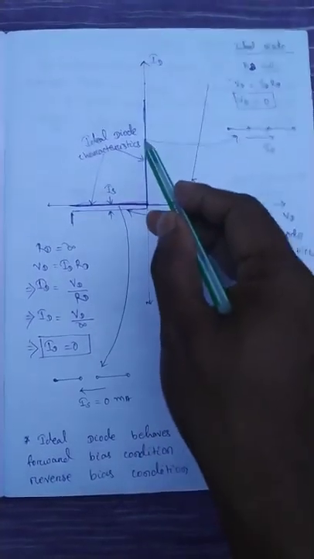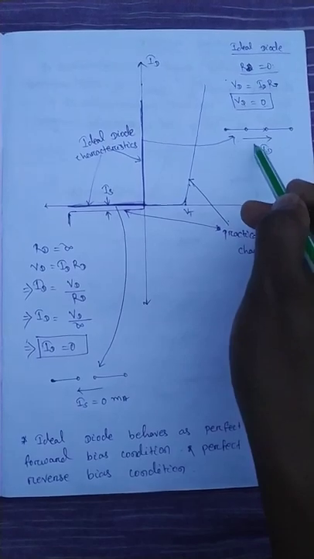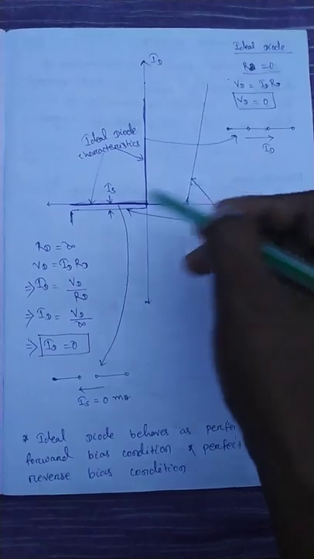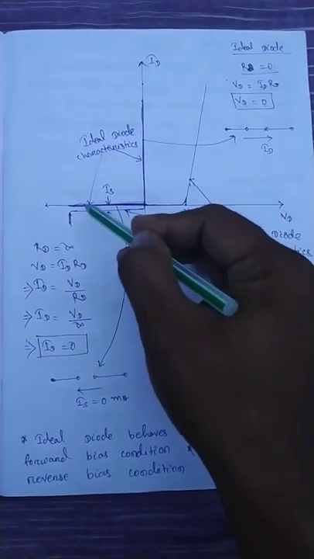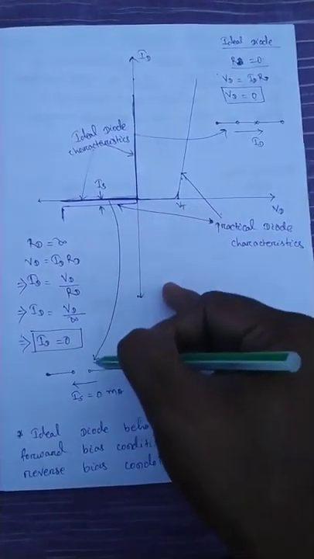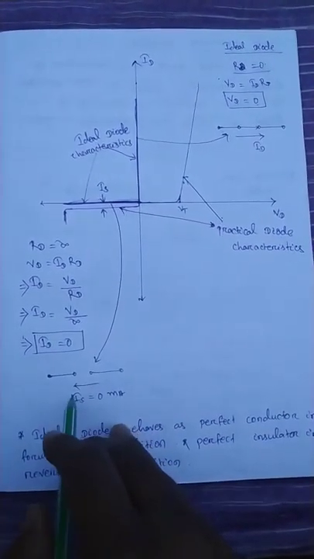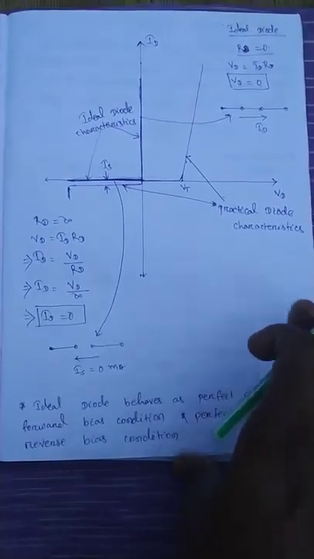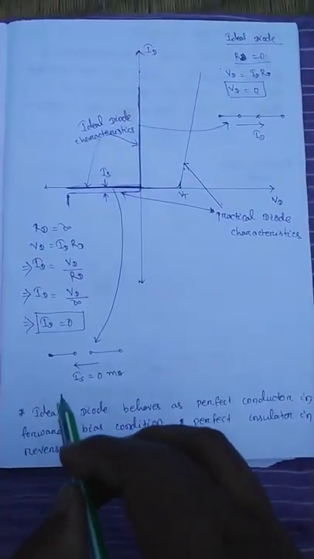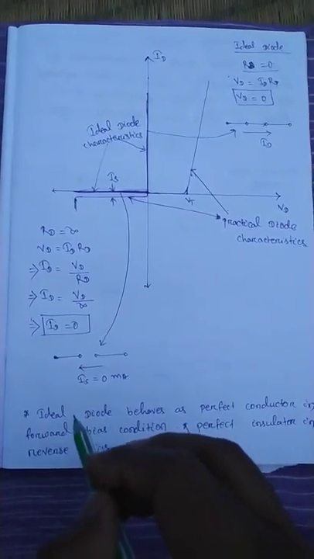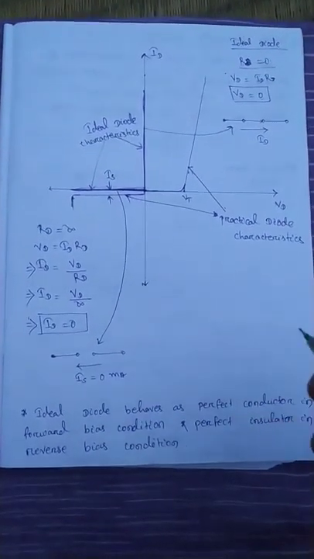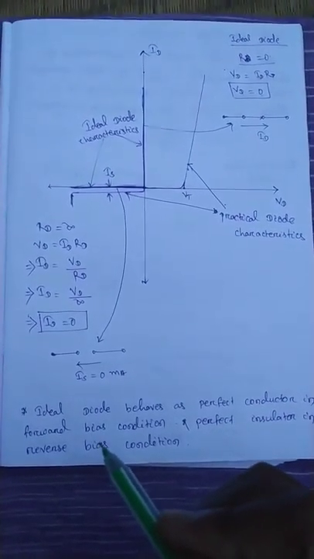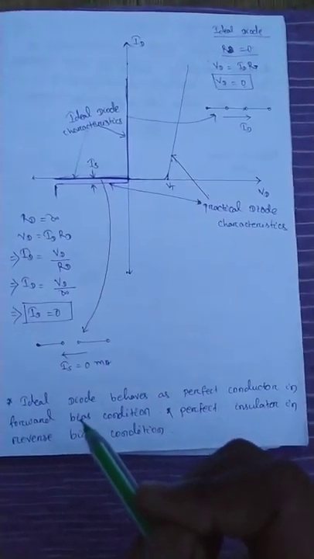That means in forward bias conditions, it acts as a closed mechanical switch, and the current flows through the diode in this direction. And in reverse bias condition, the current flowing through the diode is 0, and it behaves as an open mechanical switch. So in case of forward bias condition, the ideal diode behaves as a perfect conductor, whereas in case of reverse bias conditions, the ideal diode behaves as a perfect insulator.